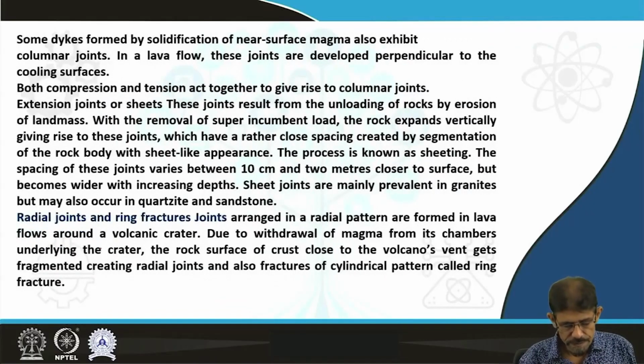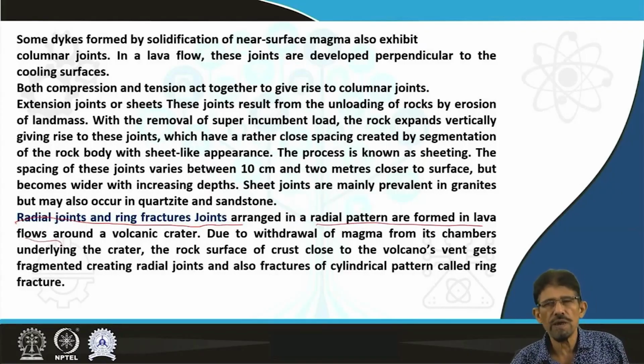Columnar joints, and then radial joints and radial fractures, are joints arranged in a radial pattern formed in lava flow. These are related to joints formed in extrusive rocks, and some limited in intrusive rocks. So columnar joint is a characteristic of basaltic rock, and radial joints are also characteristic of basaltic and rhyolitic rocks. These are extrusive rocks showing flow. We can observe a number of such joints in the Deccan Trap province of India and in some Himalayan regions.